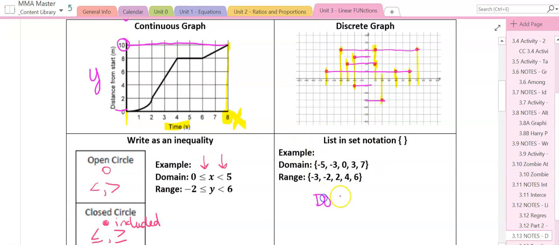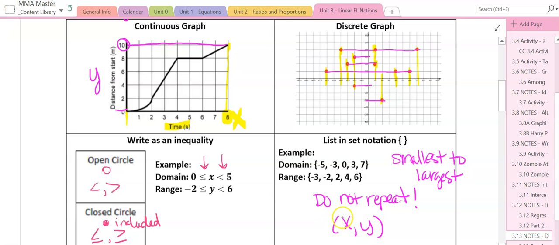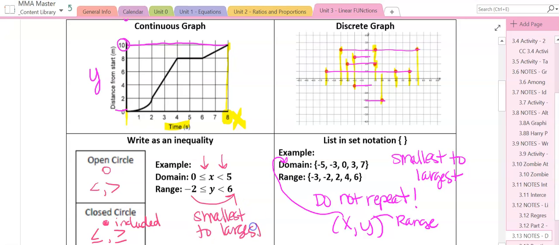You do not repeat the numbers even if they come up. And you're going to go from smallest to largest number. As a reminder, it's just taking those points, so it's those X, Y coordinates. Domain is the X and range is the Y. The smallest to largest is also a key factor over here on the left. You'll notice it goes from the smaller number to the larger number, so you're always going to label them the same way.